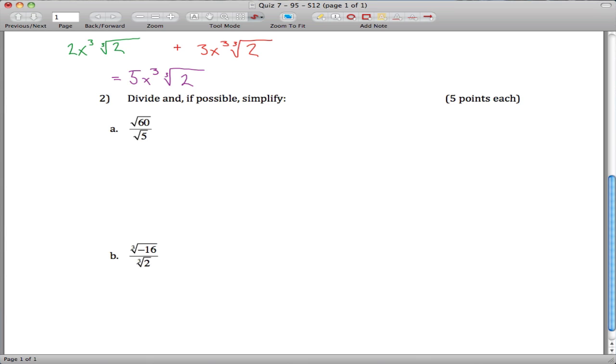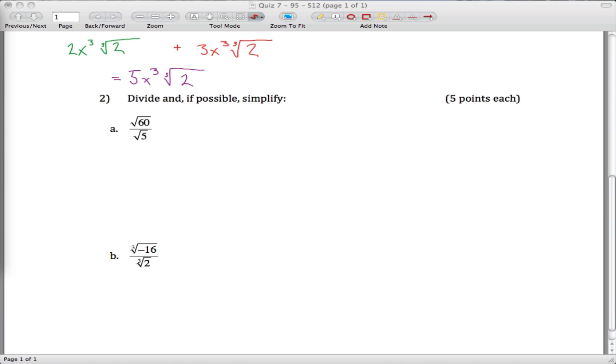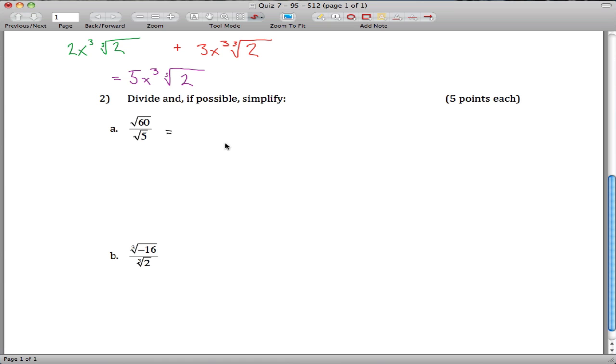All right, finally moving on to number 2, divide and, if possible, simplify. So what you want to do here is notice that this is the square root of 65ths, which is the square root of 12. And then 12 is 3 times 4. In other words, the prime factorization of 12 is 2 squared times 3. So we can actually simplify this square root of 12.